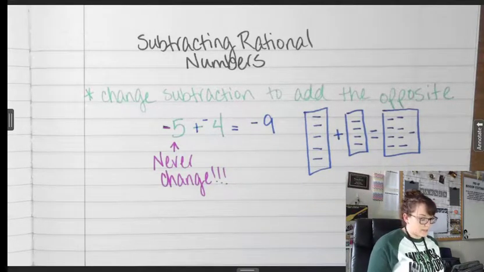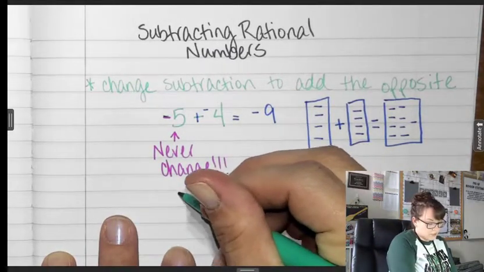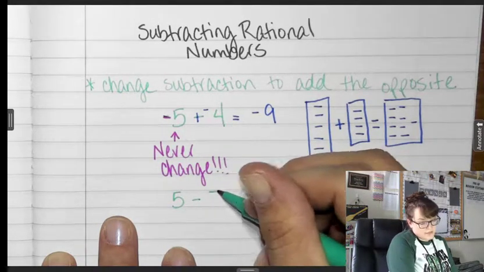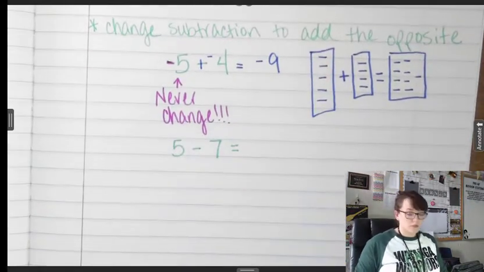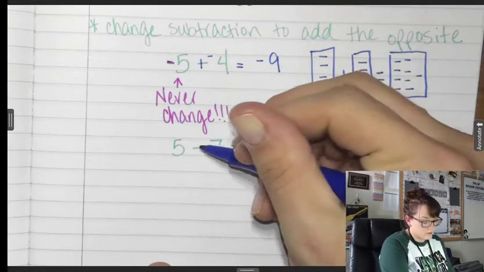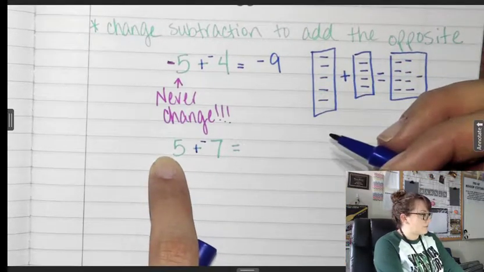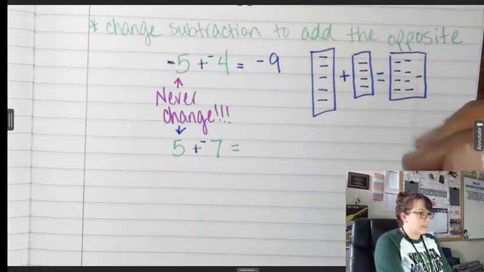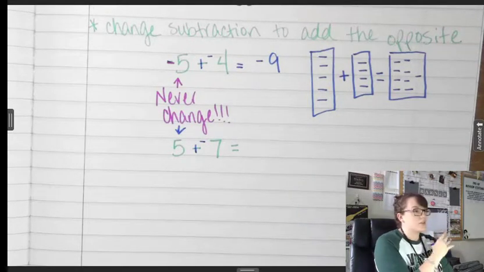Now, what if they're not on the same side? So if I have, let's do 5 minus 7. We don't do minus anymore. What do we do? Change it to plus, and then 7 is going to be a negative. We don't ever change the 5. We never change the first number. Keep is always that first thing. Keep, change, change.